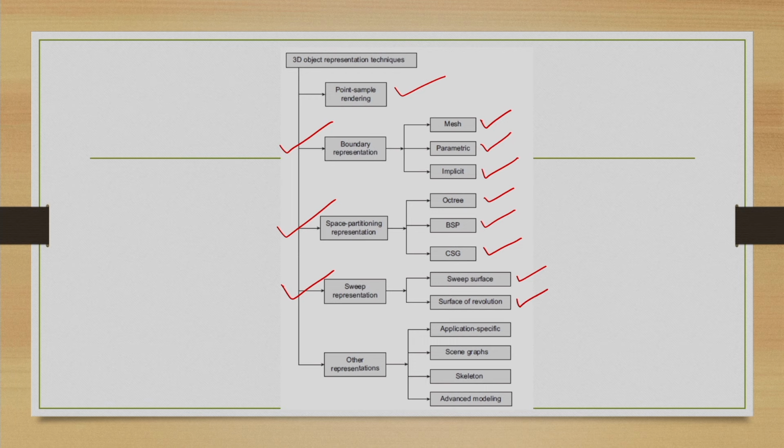Apart from these 4 broad categories, we have other representations as well. Some are application specific. There are some general advanced representation techniques, namely scene graphs, skeletal models and advanced modeling techniques. Now, in the advanced modeling techniques, we have many such techniques: fractal representation, point sample rendering, particle systems and so on.